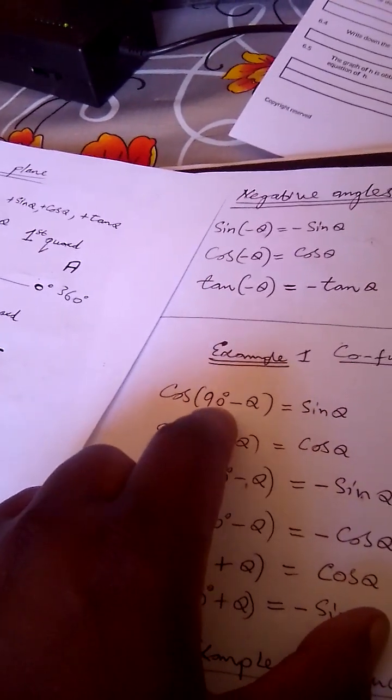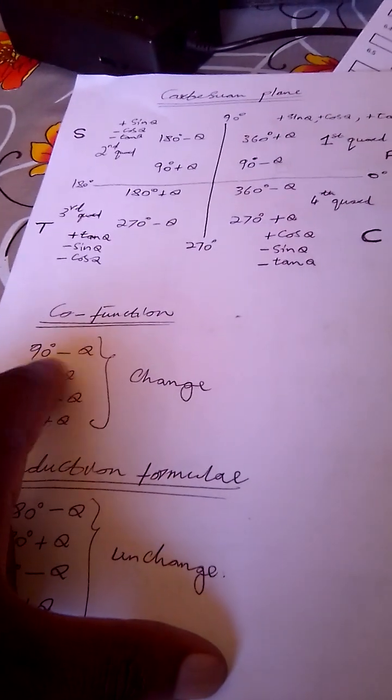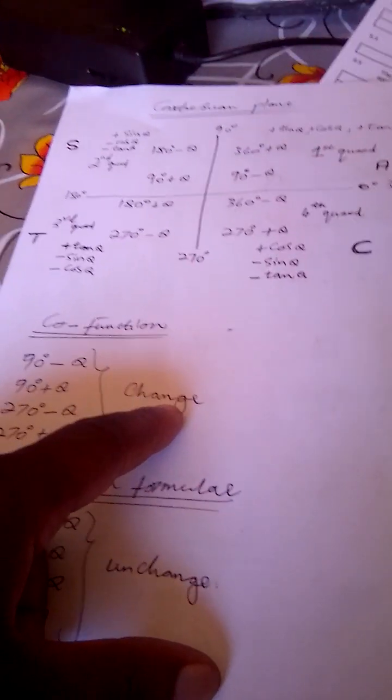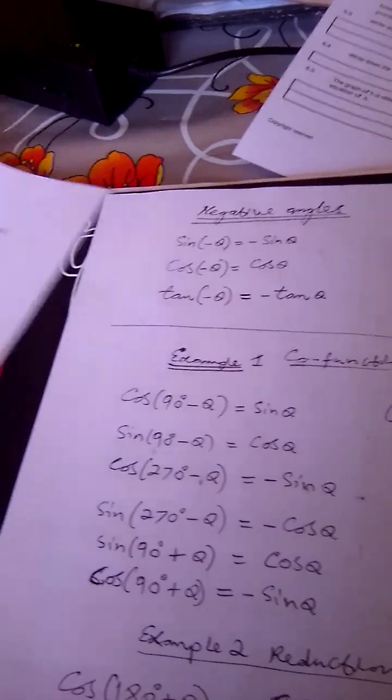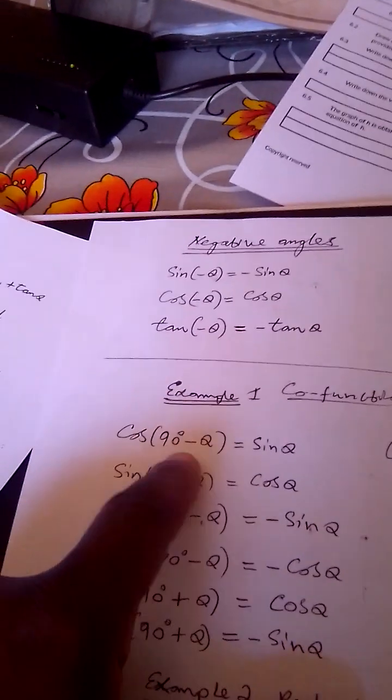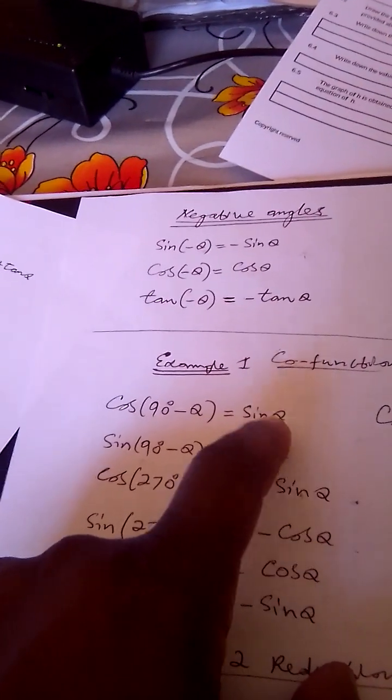You look at this thing, 90 minus. Then say okay, 90 minus there, what does it do? It changed. It changed to what? When cos changes, it will change to sine. That is why cos 90 minus theta will change to sine if it changes.